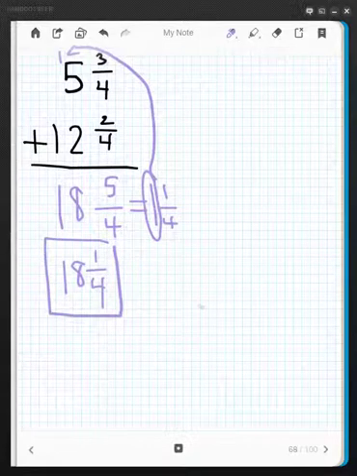And then of course you could have reducing too. Now you should try it with improper fractions and see that you get the same thing, but I'm out of time.